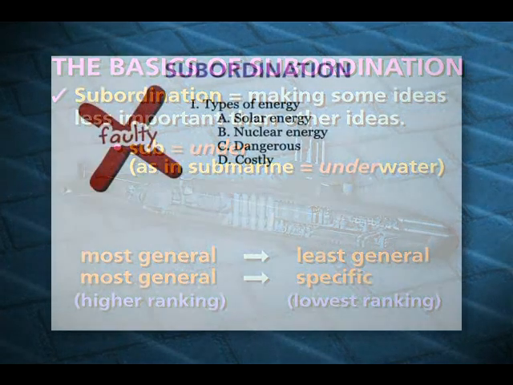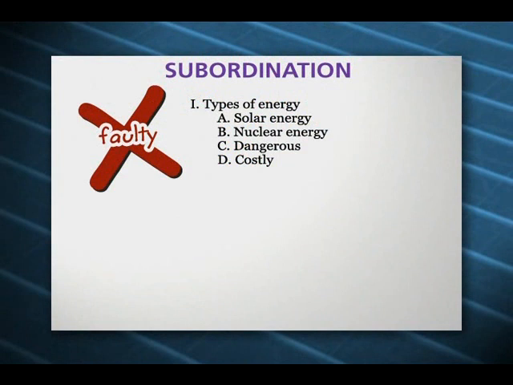Our first example has faulty subordination. Main idea is types of energy. Well, what I would expect is four types of energy. But instead, I get two types of energy and two qualities. So I see solar energy, which is a type of energy, nuclear energy, which is a type of energy. Then I see dangerous and costly. Those are not types of energy. They are qualities, perhaps, or things that are not so good about these energies. So that is incorrect or faulty subordination.